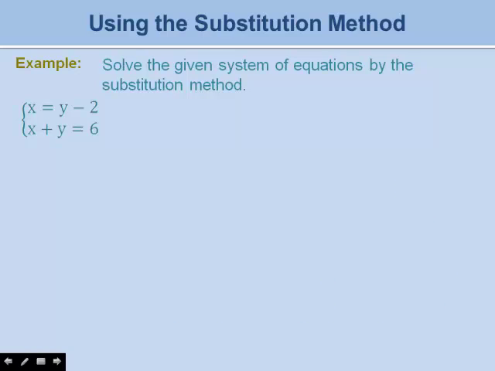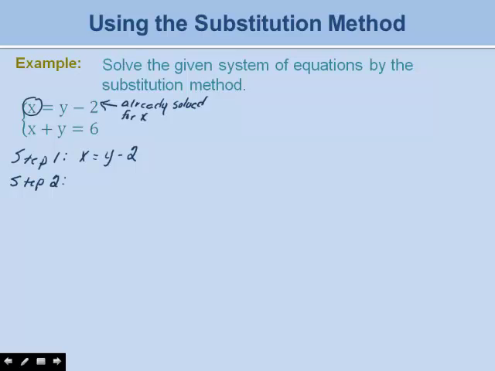Here's an example of a system, and we're going to solve it using the substitution method. Step one in this method was to take one of the equations and solve it for one of the variables. If you look at this first equation, it's actually already solved for x. When we're solving systems, we want to use the easiest method possible. So if we're using substitution and we already have an equation that's solved for one of the variables, we're going to use that to our advantage. So for step one, this is actually already done for us. We have that first equation solved for x.